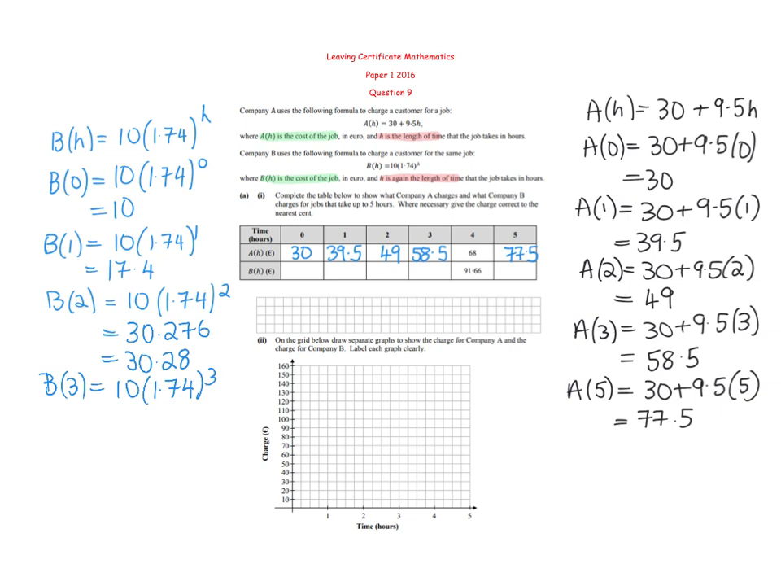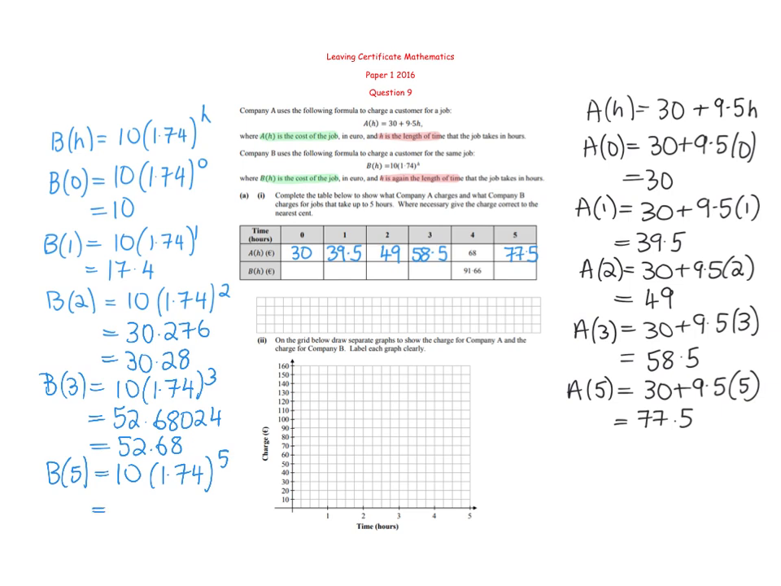Typing that into our calculator, we get an answer of 52.68024. That correct to the nearest cent is 52.68. And finally, we need B of 5, and that's equal to 10 times 1.74 to the power of 5.